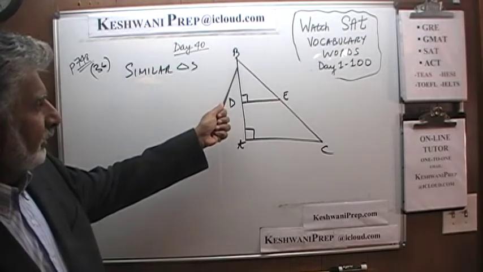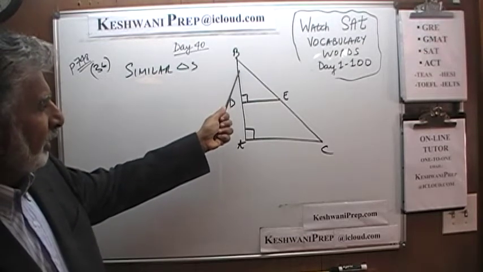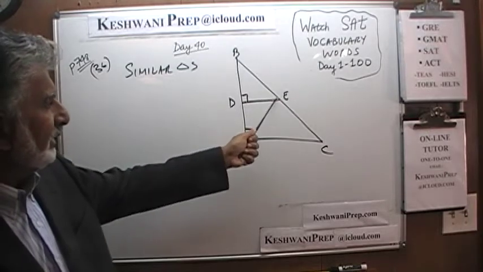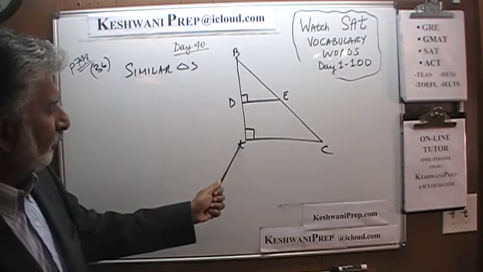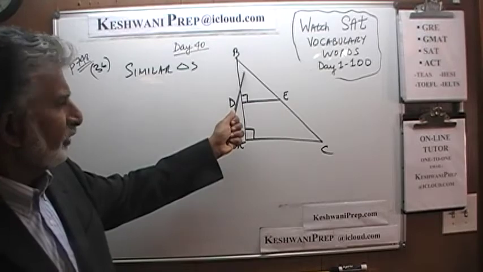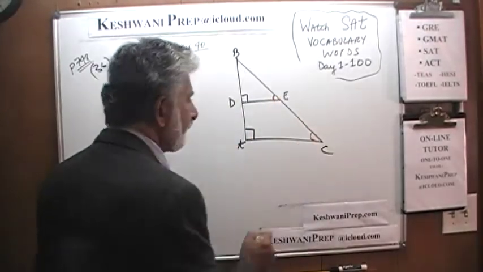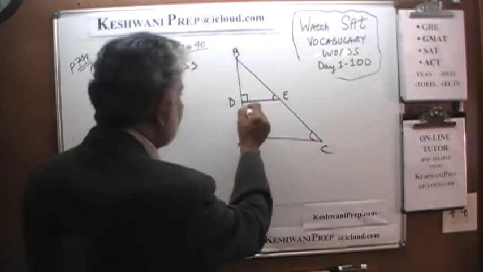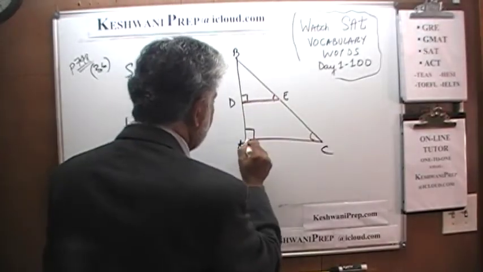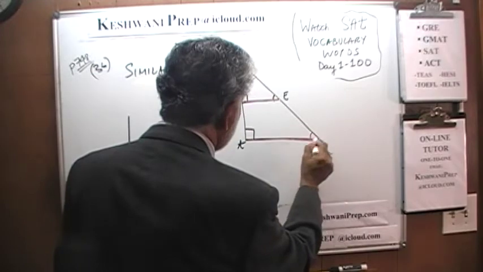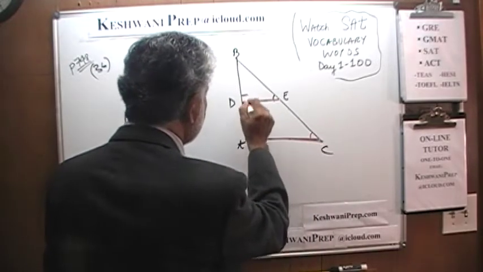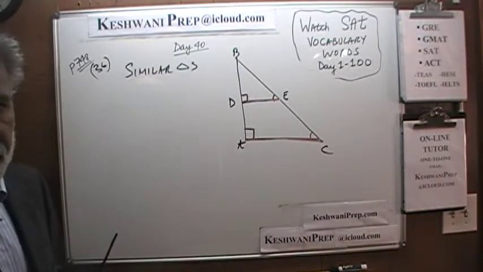This angle here, angle B, is shared. Angle B is shared by triangle DBE, and it also occurs in ABC. So they share this angle. What about these two angles? Well, these two angles are also equal because these lines, line DE and AC, are parallel. And how do you know they're parallel? Because they're both sitting at 90 degrees. If they're both sitting at 90 degrees, they're parallel.